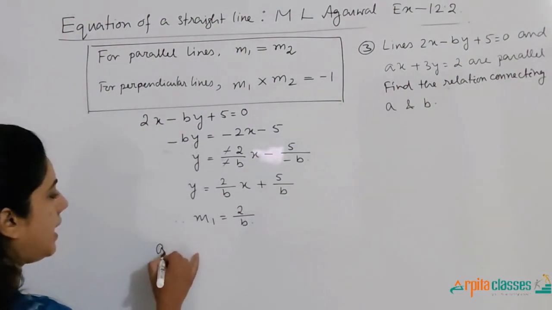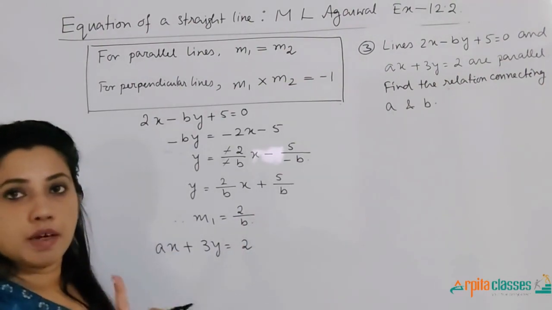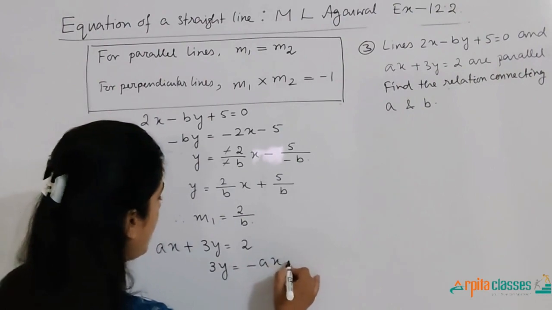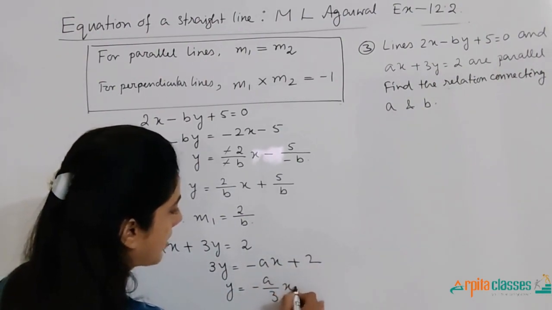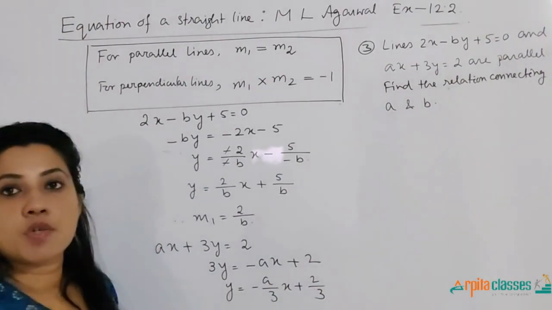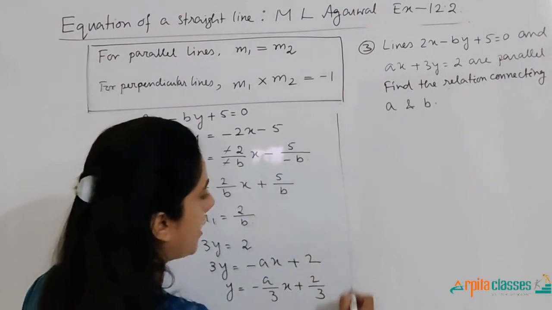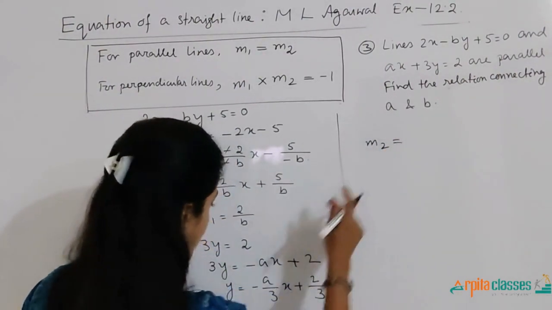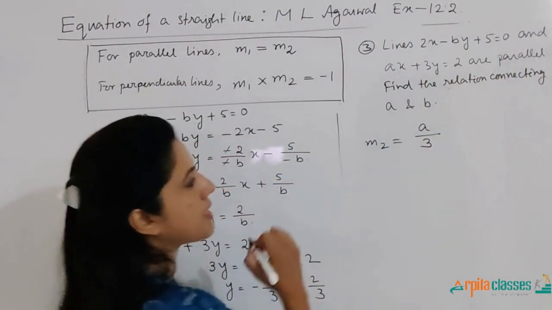Second line, ax plus 3y is equal to 2. Convert it in the form of y is equal to mx plus c. So 3y is equal to minus ax plus 2, or y is equal to minus a by 3 x plus 2 by 3. So from here, comparing with y is equal to mx plus c, we are getting m2 is equal to minus a upon 3. So m2 is equal to minus a upon 3.